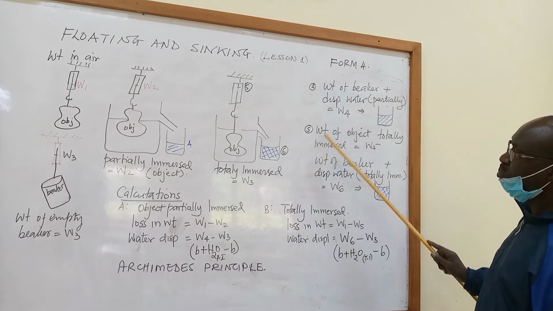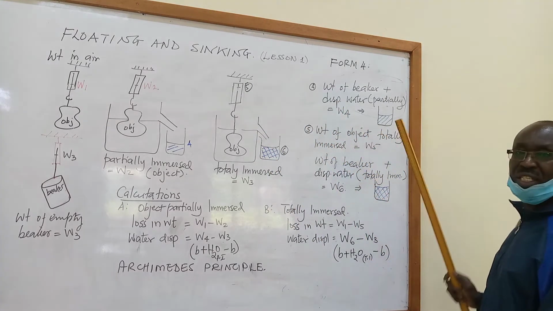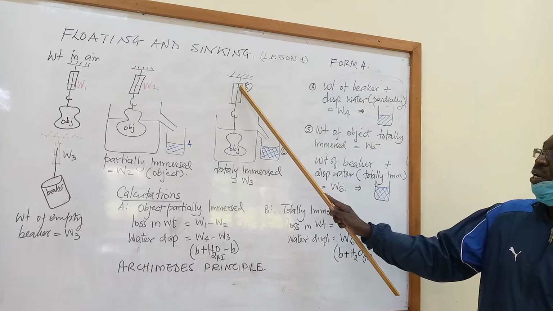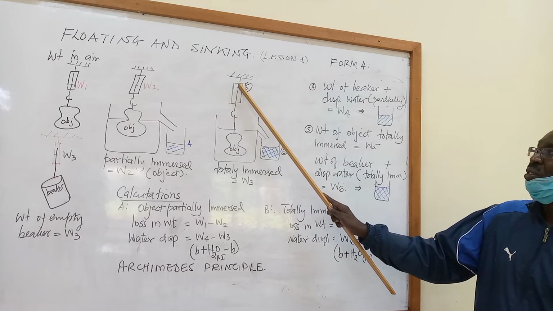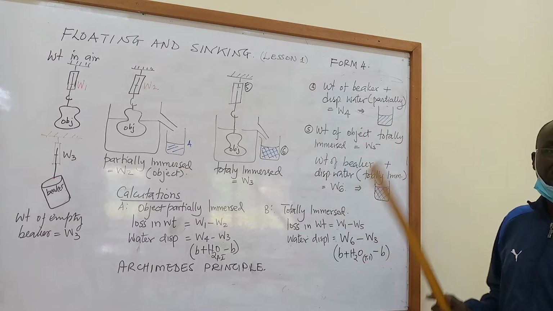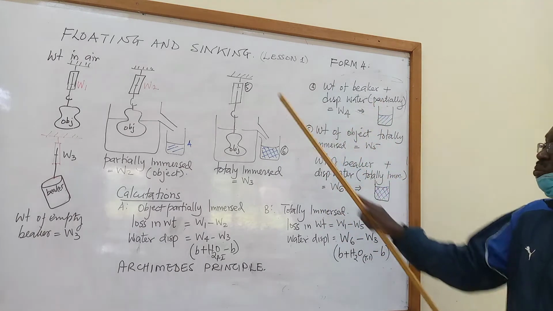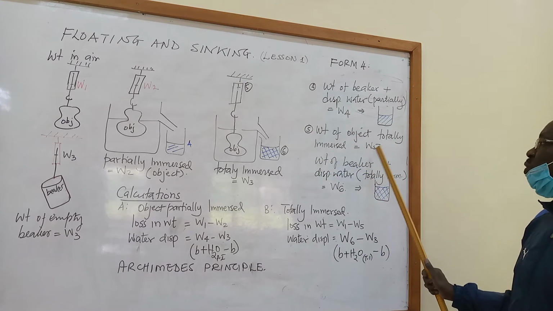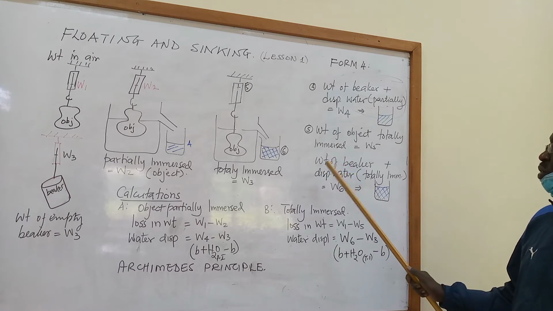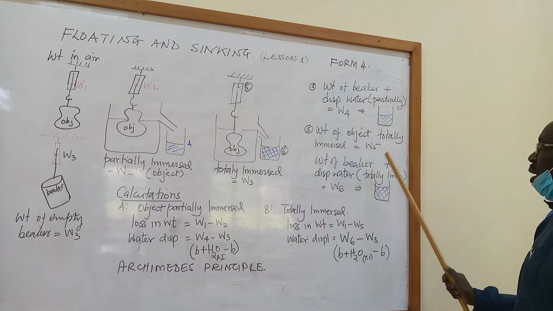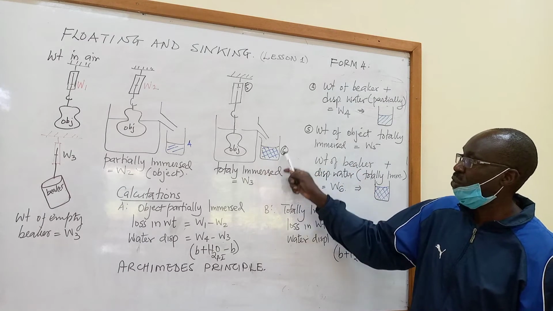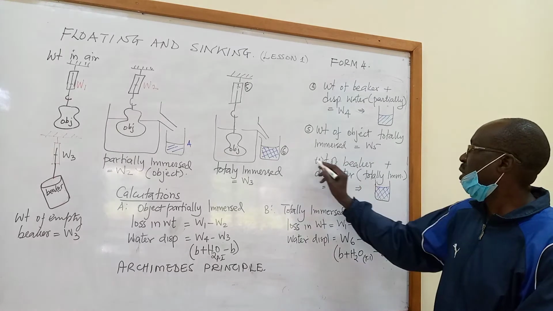So you come here, weight of object totally immersed is W5 here. W5. This. Okay? Weight of object when totally immersed, we can read it here. We give it W5. Okay? And then we can talk of weight of beaker plus displaced water. Now we are talking about weight of this. Okay? You can give it number 6.